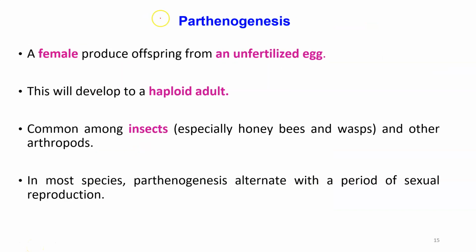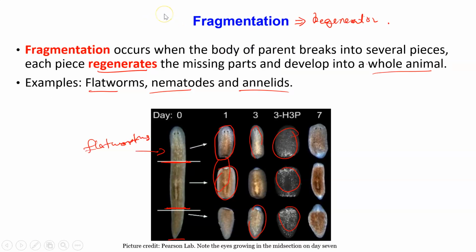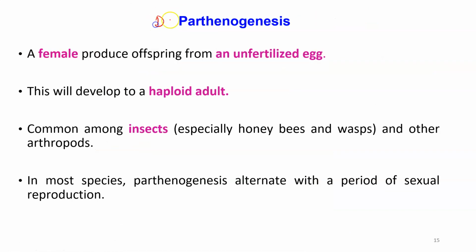Okay, so the next one is parthenogenesis, after fragmentation and budding. So this is the third, fragmentation, and the last one is budding. Sorry, it's parthenogenesis. What is parthenogenesis? It is producing offspring from unfertilized eggs.